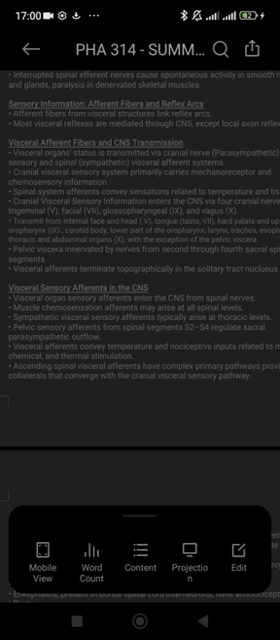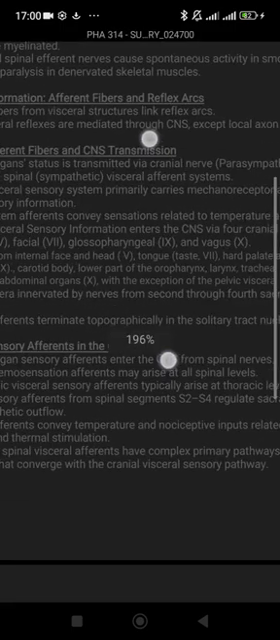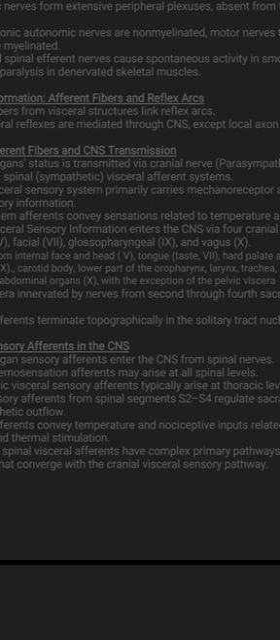Then the second nerve is cranial nerve 7. And that nerve is called the facial nerve. Cranial nerve 7, facial nerve. Then the next one is cranial nerve 9. And that name is what? Glossopharyngeal nerve.